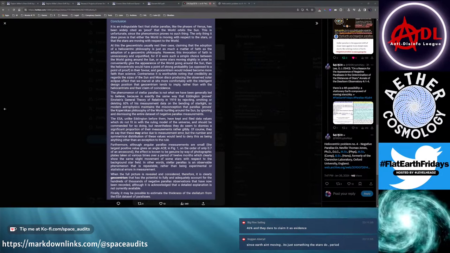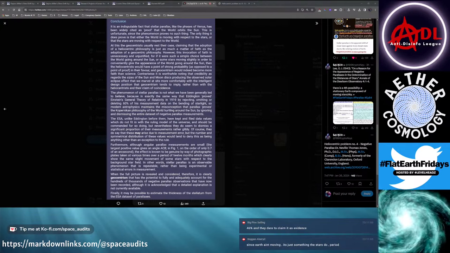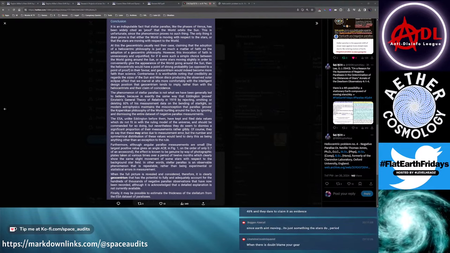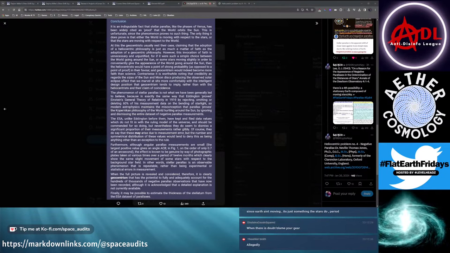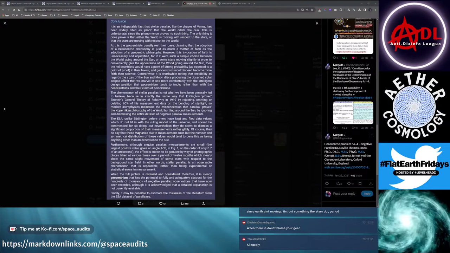Here's the conclusion. It is indisputable fact that the stellar parallax, like the phases of Venus, has been widely cited as proof that the world orbits the sun. This is unfortunate, since the phenomenon proves no such thing. Yo, I was crying reading this.